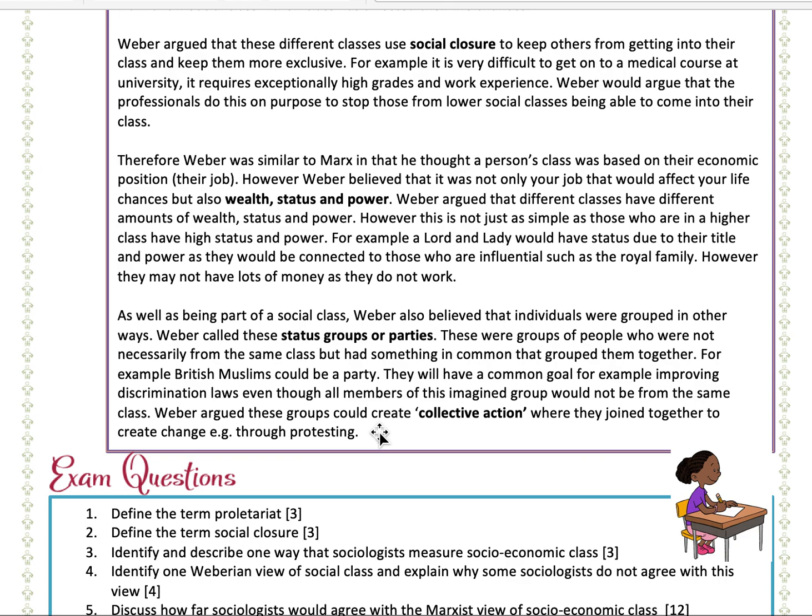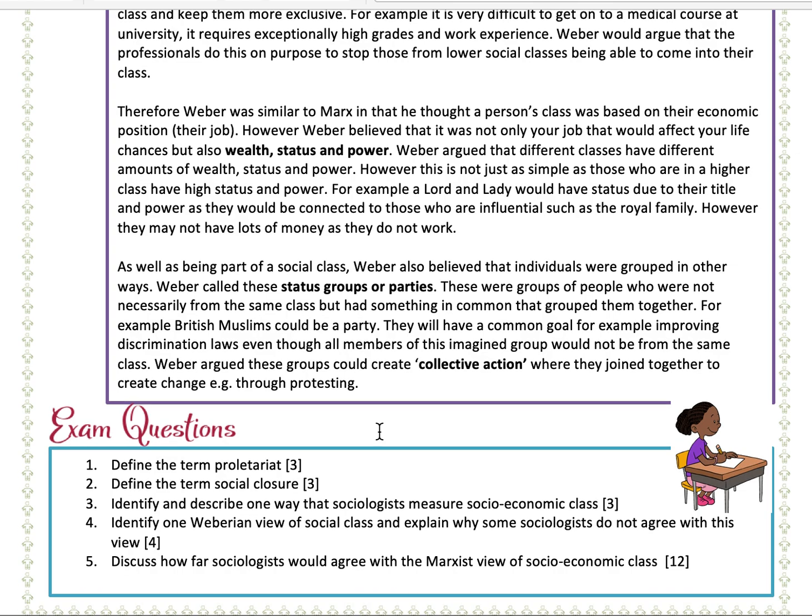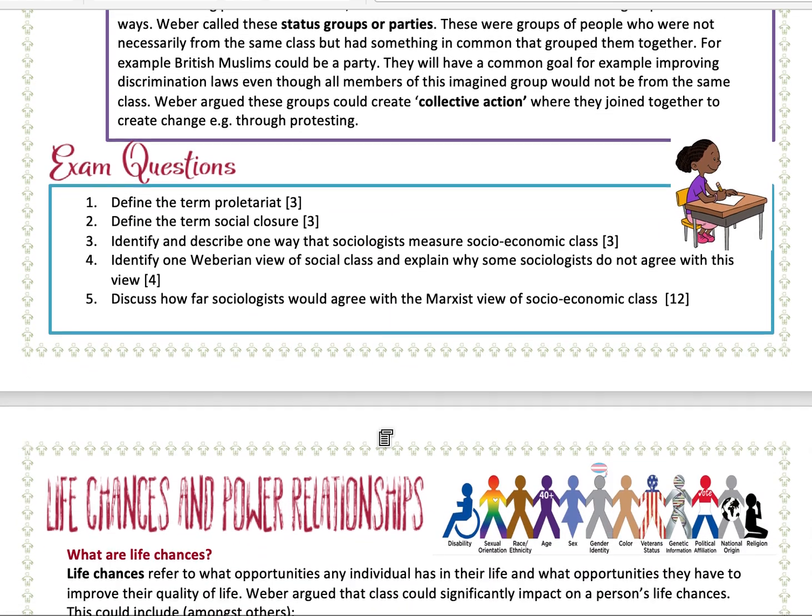So people can protest together and can use collective action to achieve a goal that's not necessarily based on social class. You could say something like the Black Lives Matter movement would be an example of a group with a common goal trying to improve their status in society, taking collective action, but obviously it's not to do with social class, it's not to do with their economic position.